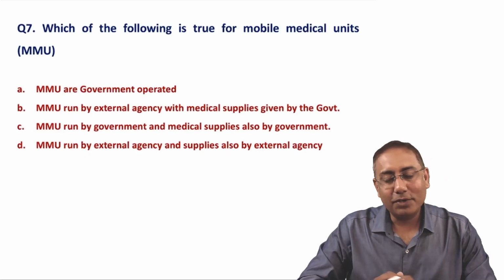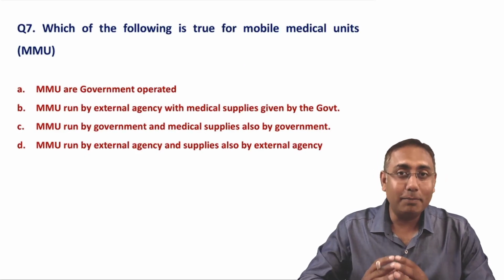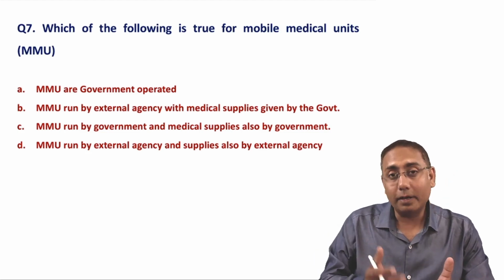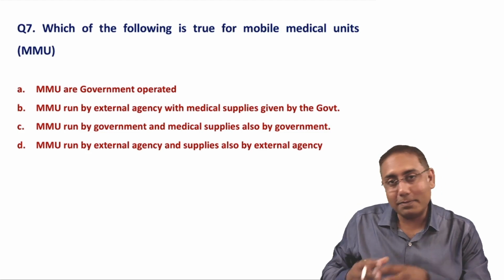Moving to the next MCQ, which of the following is true for mobile medical units? MMUs are government operated. Mobile medical units are run by external agencies with medical supplies by the government.